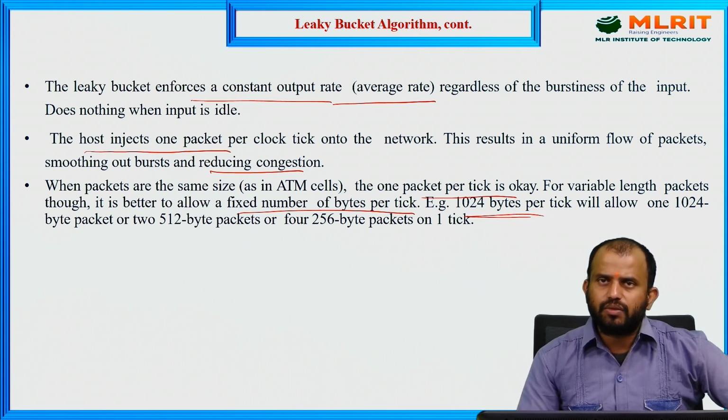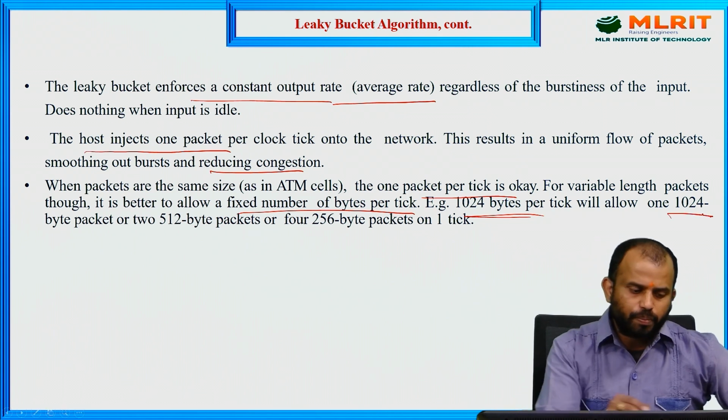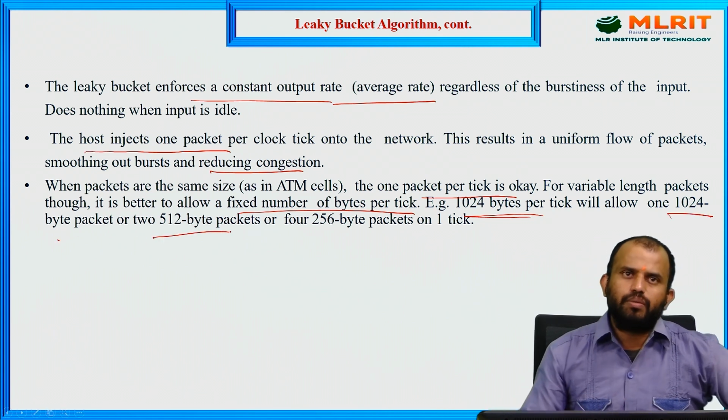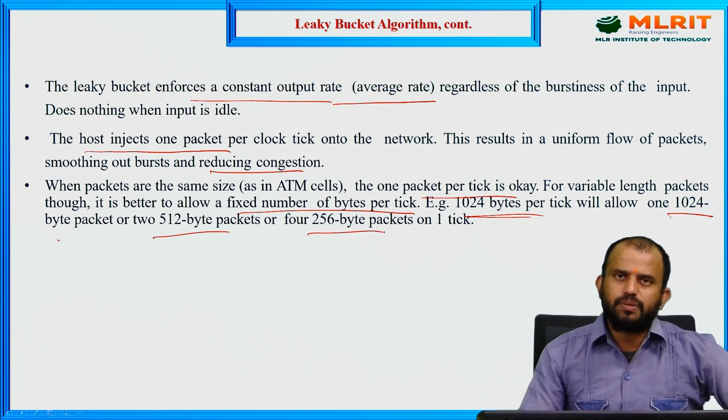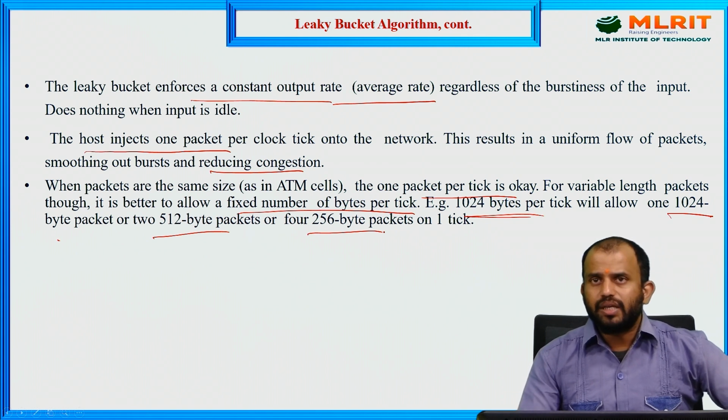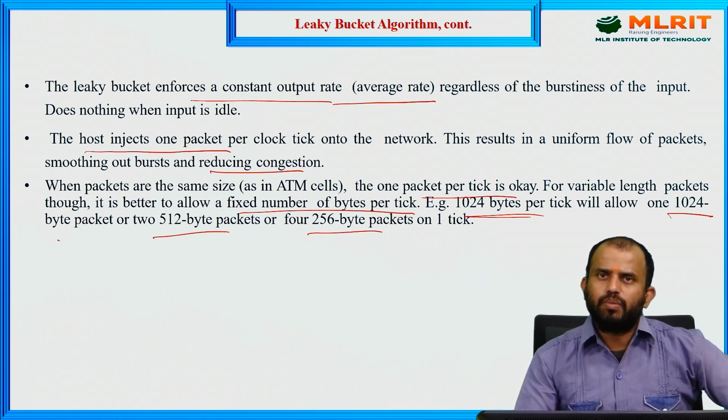For each tick, 1024 bytes are coming. So it allows only one 1024-byte packet, or two 512 packets, or four 256 packets on one tick. So we have to maintain the data flow as a kind of limited structure. We have to see how much incoming data there is, and based on that, choose the outgoing packet structure.